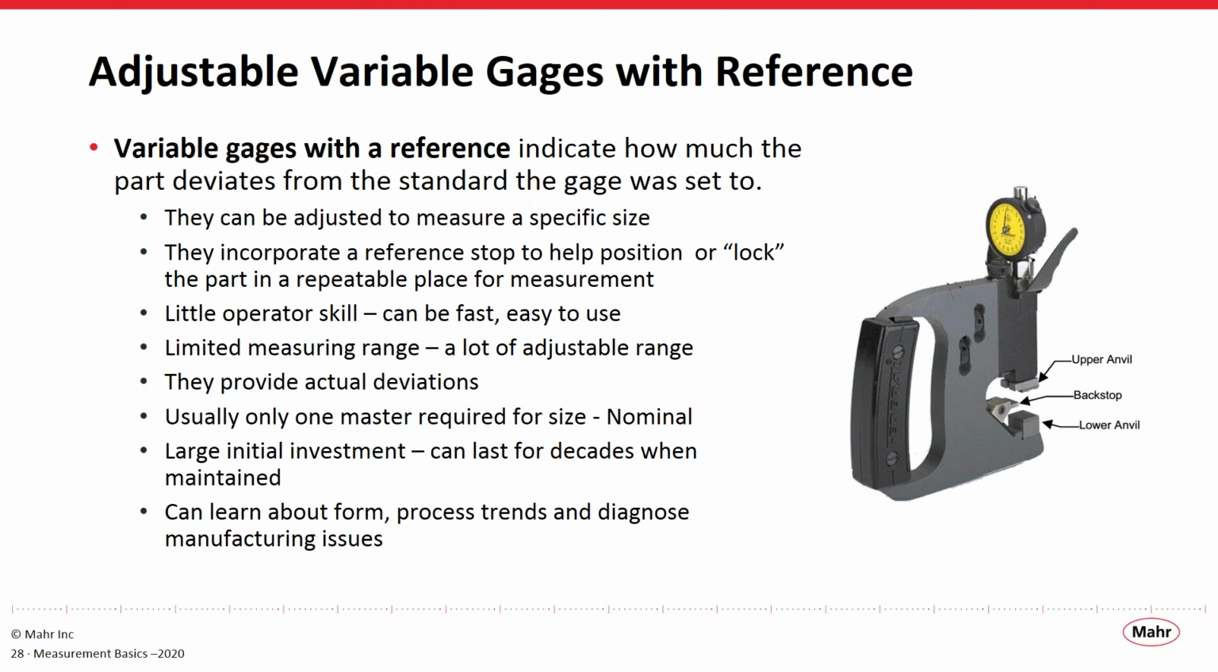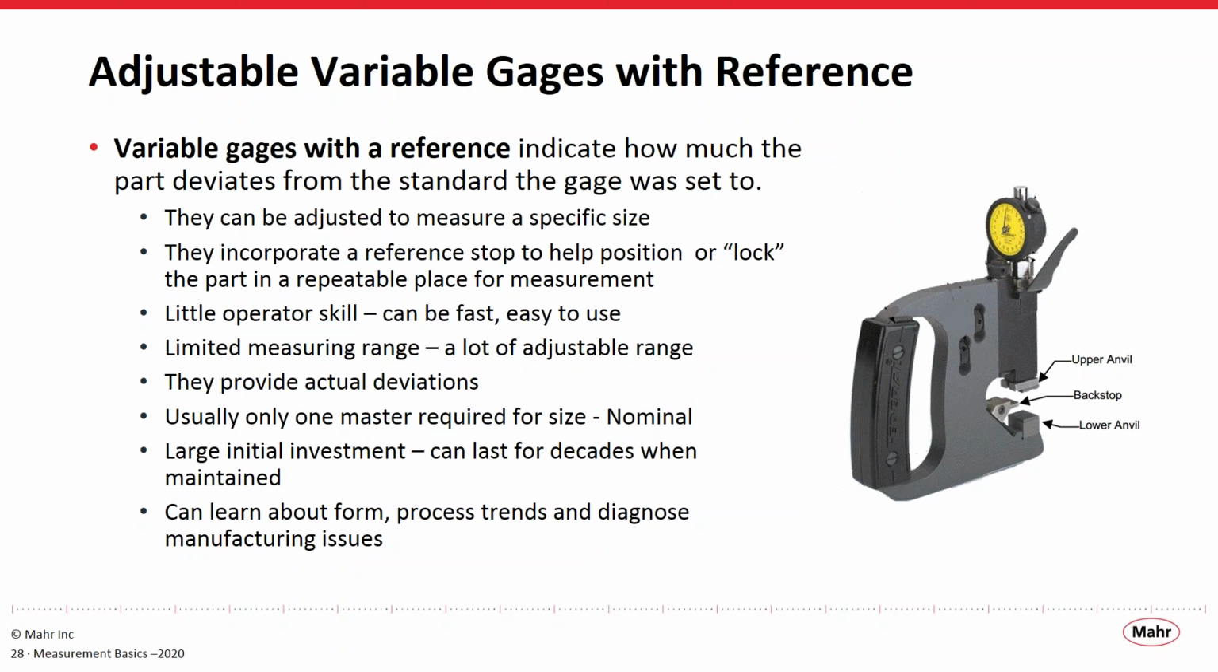Now we can improve that a little bit by having an adjustable variable gauge, but adding a reference to it. In the case of the snap gauge, the upper anvil can be adjusted to accommodate a lot of sizes. We have a lower anvil as our reference, but we're going to add a backstop to it now. So what does that take away? It takes away one of the motions that the operator had to deal with previously with the adjustable bore gauge.